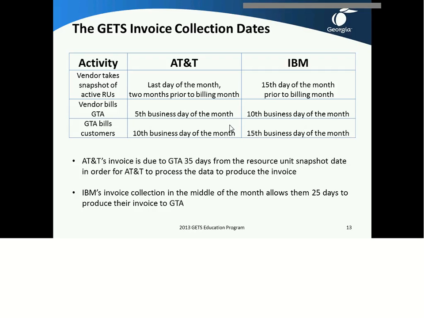AT&T in turn bills us on the 5th business day of the month, and GTA makes our best effort to get the invoice out on the 10th business day of the month for AT&T services.